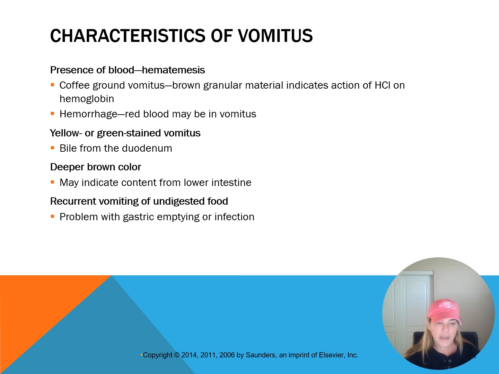Characteristics of vomitus depend on whether you have blood in the vomit. Hematemesis means you have blood in your vomit. Coffee ground vomit is more indicative of older bleeds, where the blood has sat in your stomach for a long period of time. If it's bright red, it indicates an active bleed in your stomach or elsewhere. Yellow or green secretions are bile from the duodenum. A deeper brown color means the material is coming from the lower intestine, which is usually pretty abnormal.